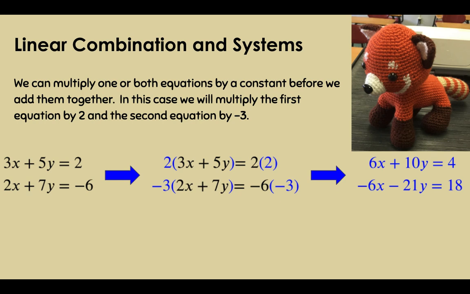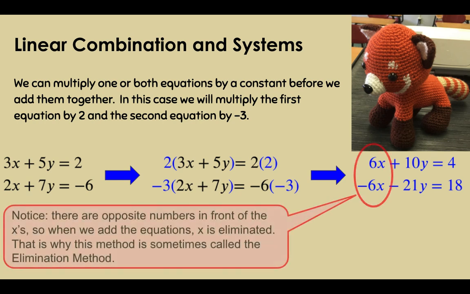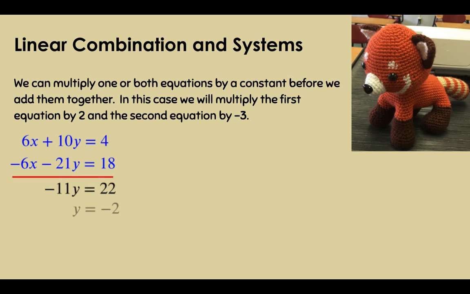When I get done, you notice I have 6x and I have a -6x. This is what we're looking for. Because now when we add the equations, 6x minus 6x goes away. It's eliminated. And that's our goal. So we'll see that when we add these two equations together, we just get the equation y equals -2.